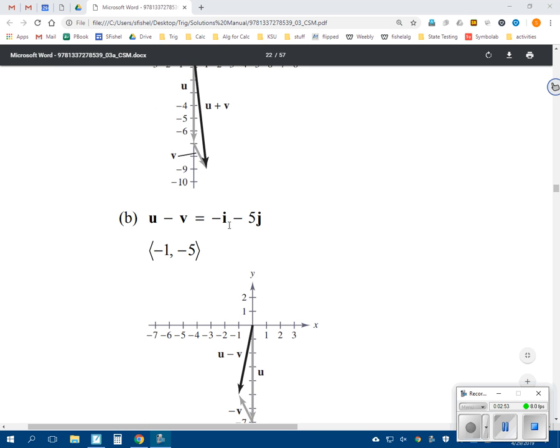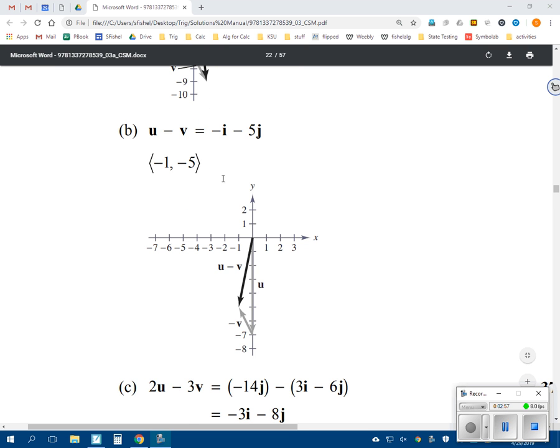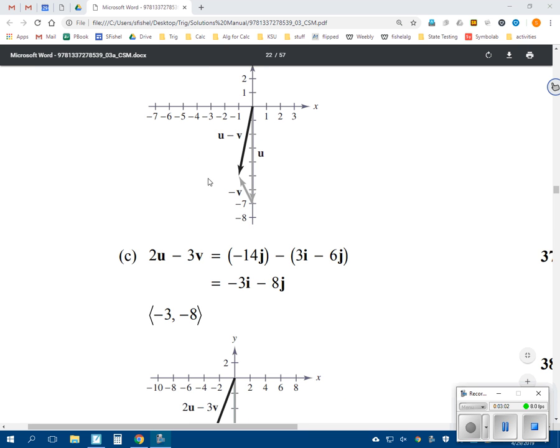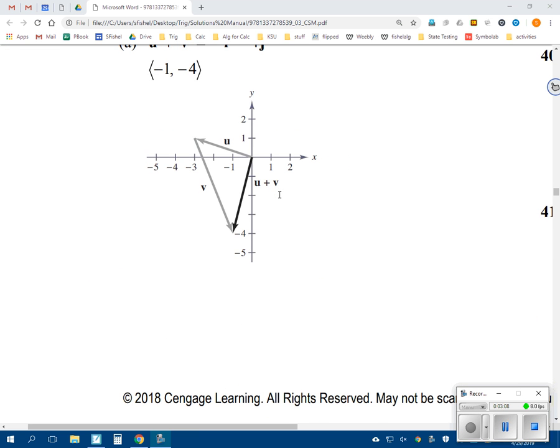U minus v is negative i minus 5j, and we'll talk about how that translates into a graph and coordinates later again. And then part C, negative 3i minus 8j. So if you didn't get 35, it's okay. Don't stress.